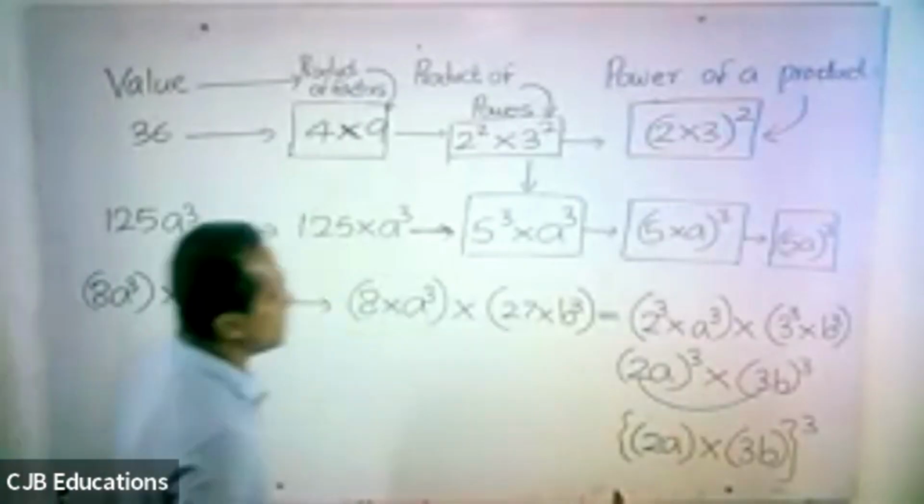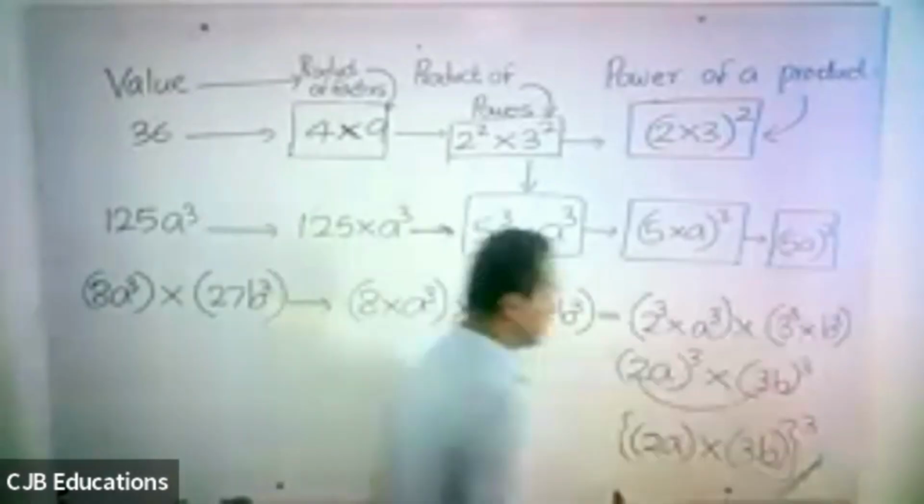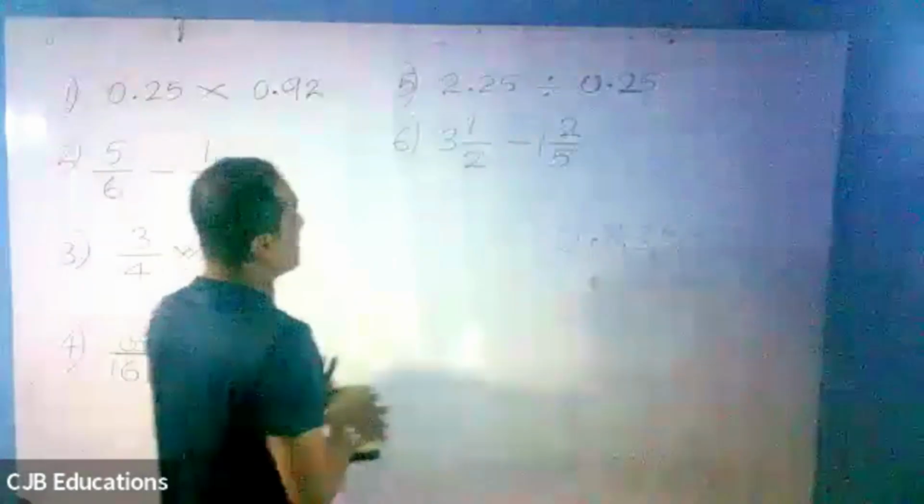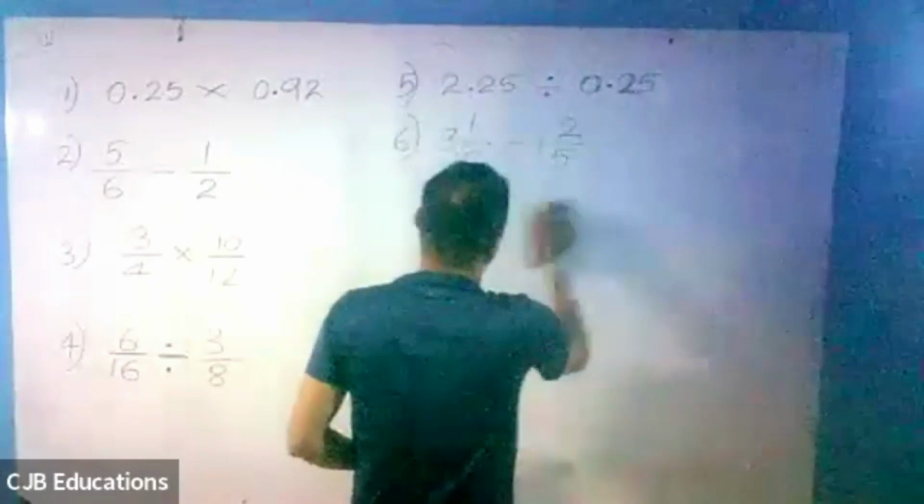Right, you better write down these three words. Decimal multiplication. Then I will remind the method again.